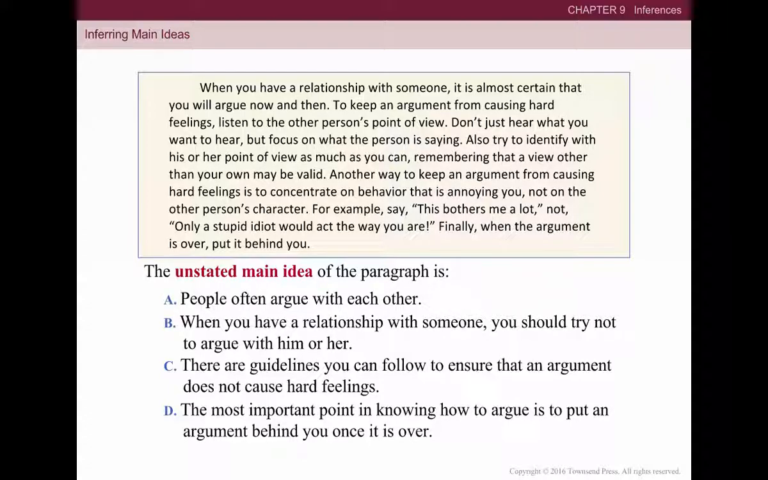Okay, the unstated. Unstated means it's not actually said, right? Is it A, people often argue with each other? B, when you have a relationship with someone, you should try not to argue with him or her? C, there are guidelines you can follow to ensure that an argument does not cause hard feelings. Or D, the most important point in knowing how to argue is to put an argument behind you once it is over. All right, think about those. Think about which would fit the best for this paragraph. Because when you get to the lessons, you're going to have to do this a lot, especially the tests.